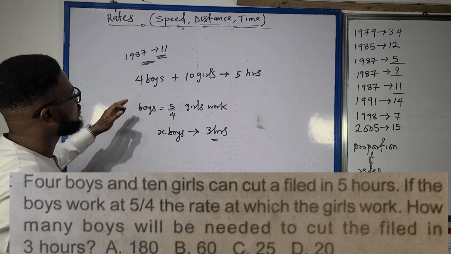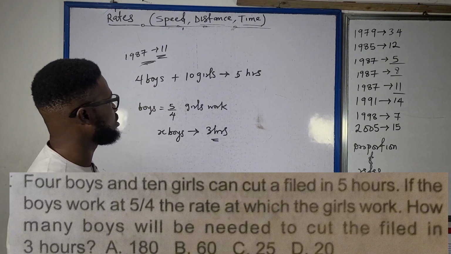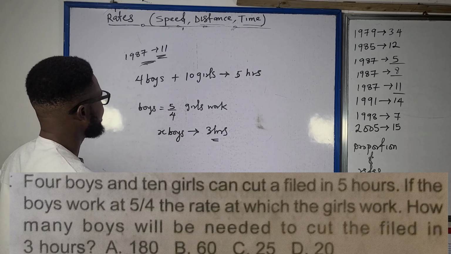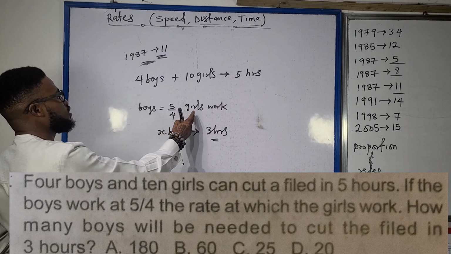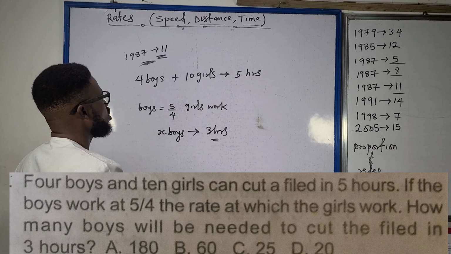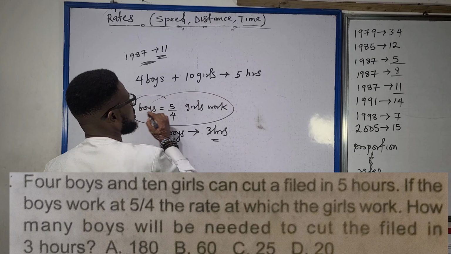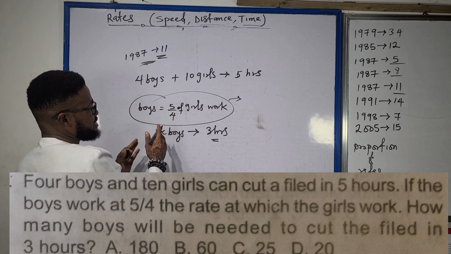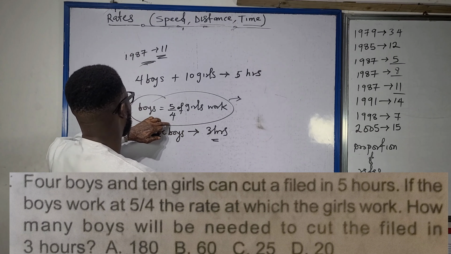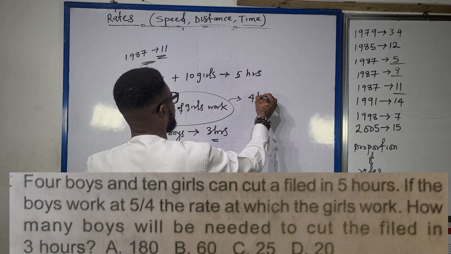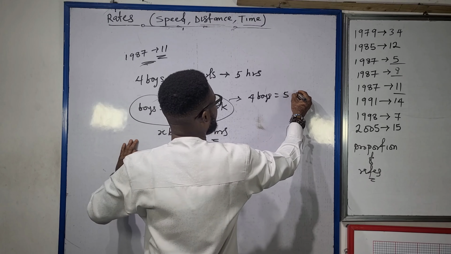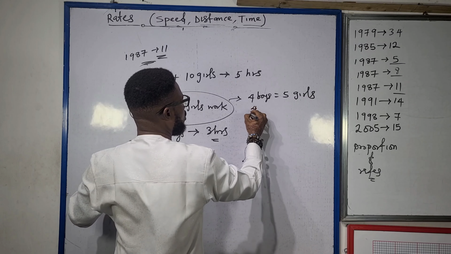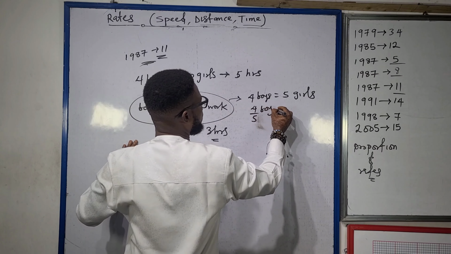You're looking at this, 4 boys and 10 girls can actually do this job in 5 hours. So the real deal here is for us to convert the number of girls to boys. This is where the key lies. What this means is the boys work at 5/4 of the rate that the girls work. So 4 is going to come here. That's 4 boys equals 5 girls. So girls will be equal to 4/5 boys.